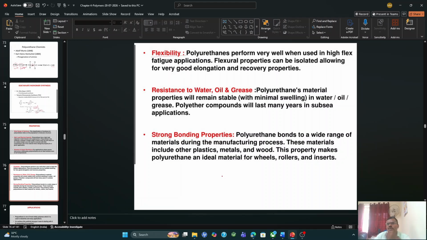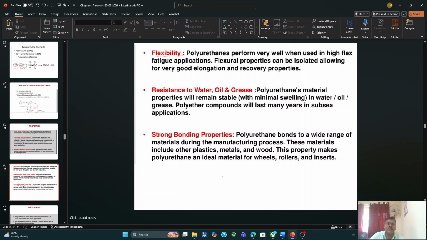Polyurethanes perform very well when used in high flux fatigue applications. Fatigue is a mechanical property. Flexural properties can be isolated, allowing for very good elongation and also recovery properties. Another important property is resistance to water, oil and grease. This is very, very important in terms of mechanical properties.